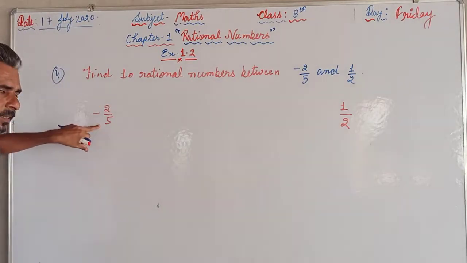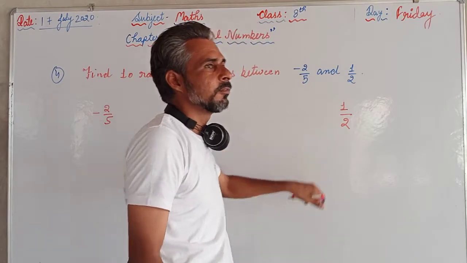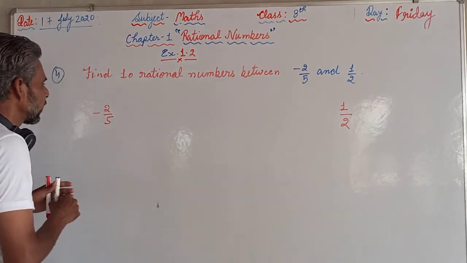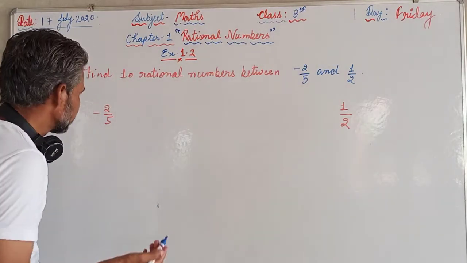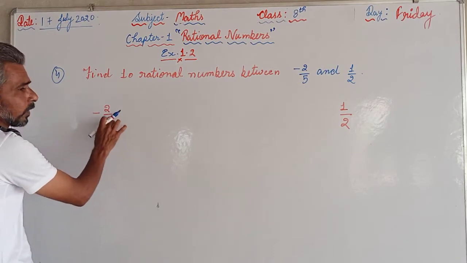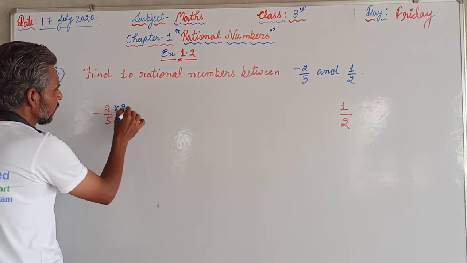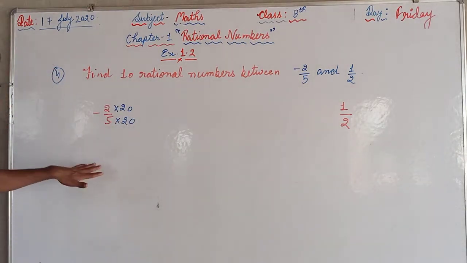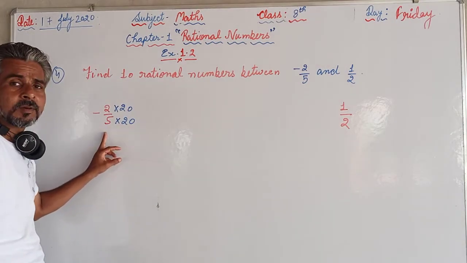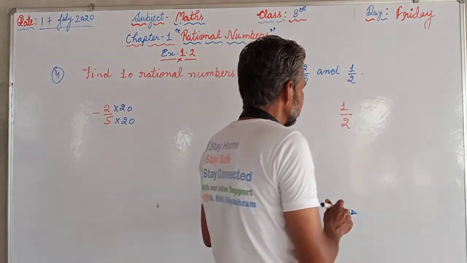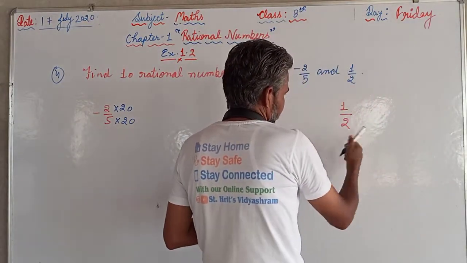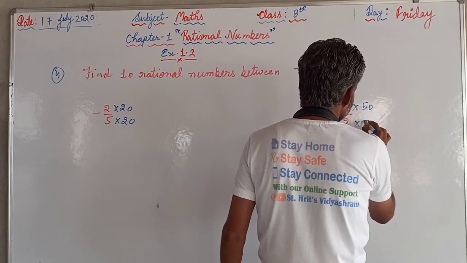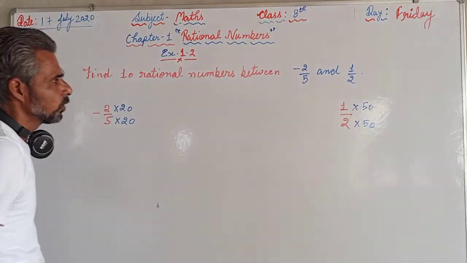So first of all we are supposed to make the q same. This is p, downwards is q. Here p is 1, q is 2. How will we make the q same? We can multiply by any number. So here we are multiplying by 20. We are supposed to multiply both p as well as q by the same number. Here 20 times 5 is 100. Similarly here, by which number are we supposed to multiply to get 100 downwards? We will multiply by 50. So this will become 100.